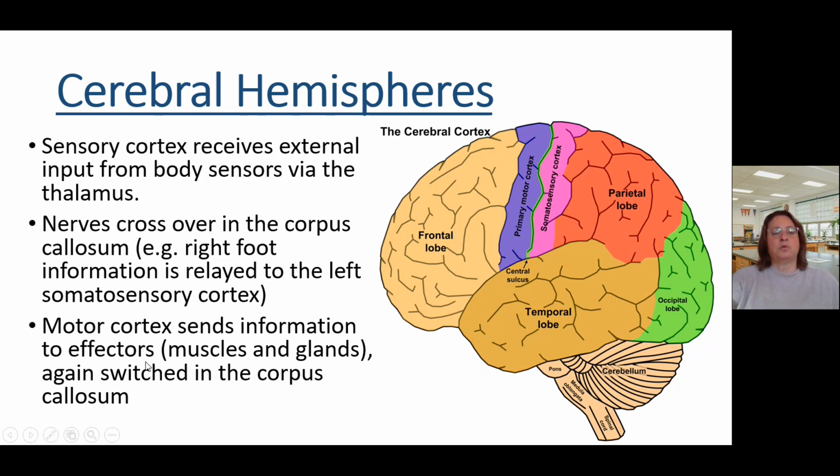And the motor information, the motor cortex, that is the outwards, the effector nerves, the effector neurons. Practical investigation: electrically stimulate part of the motor cortex and then see which parts of the body move or which glands are stimulated. We'll get to how we know a bit later.